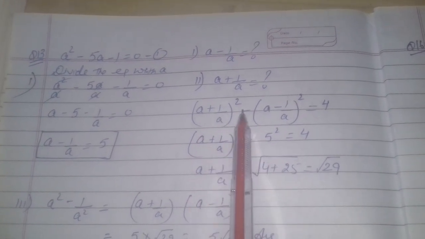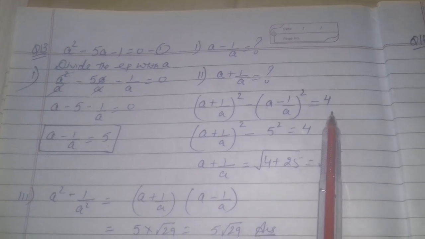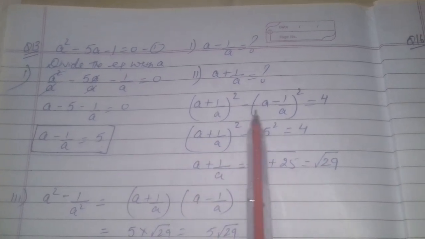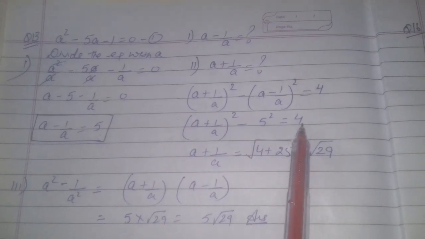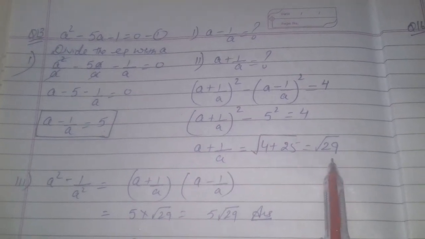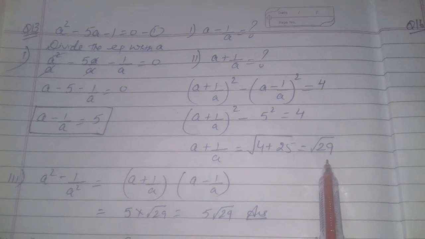A plus 1 over a whole square minus this is equal to 4. This we are asked to find out. This value we already got just now. Put it here and that's equal to 4. So a plus 1 over a is equal to under root 29.